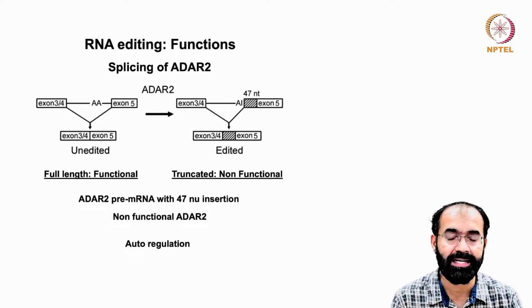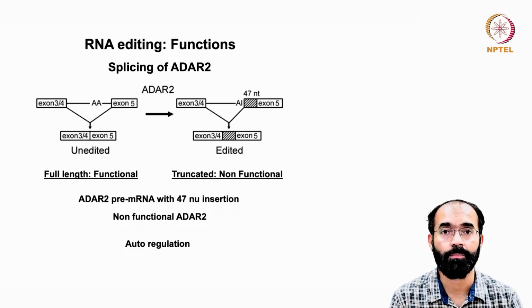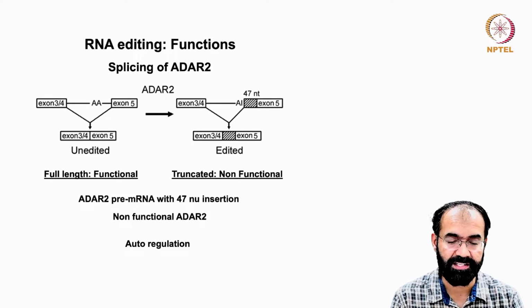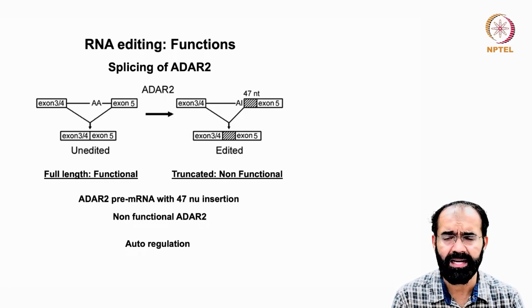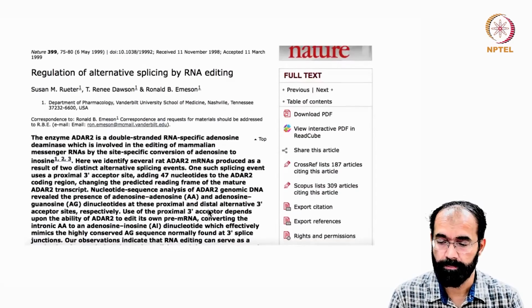Normal ADAR2 is needed for normal functioning, normal editing, one we already saw, AMPA receptor modification. But if there is excess, how will you reduce it? To reduce that, it will always go back to its own RNA, and this is one way of auto-regulation.